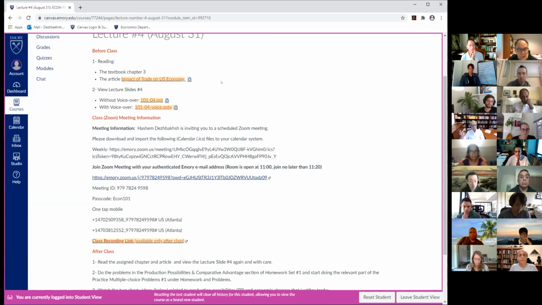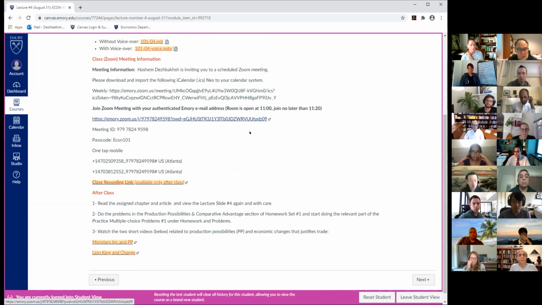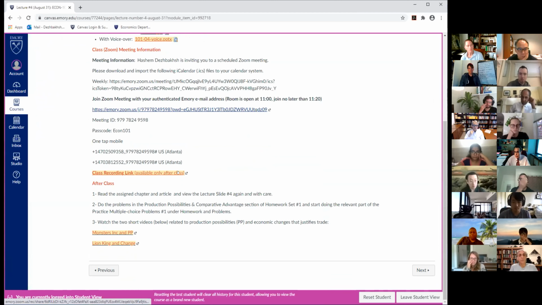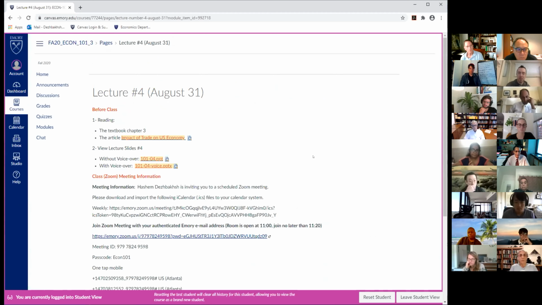This tells them what they need to do before class. There is an article they have to read. This is the PowerPoint without voice. That's the PowerPoint with voice. And then during class, this is the Zoom link they have. And then the class recording will be posted here afterward. And this is after class. What they need to do after class: two interesting clips, one about Lion King and one about Monsters, Inc., each 3 or 4 minutes, that actually relate to the concept that we discussed, because here we are discussing issues that these particular movies actually helped convey. That's about it.